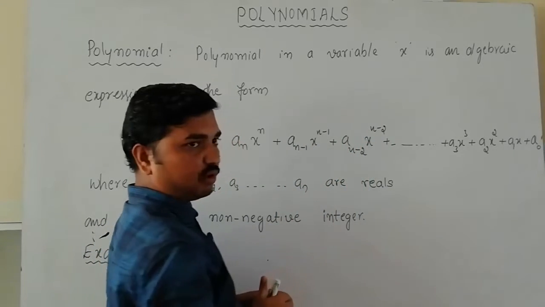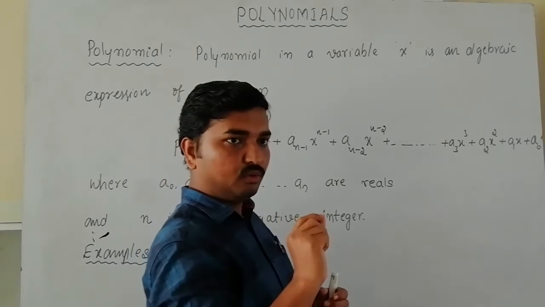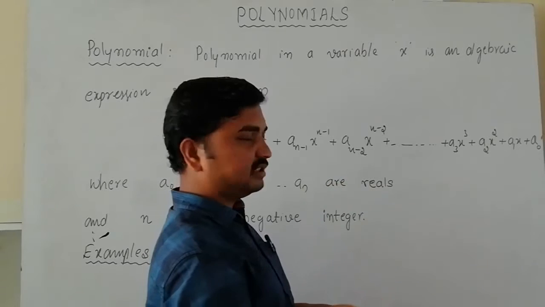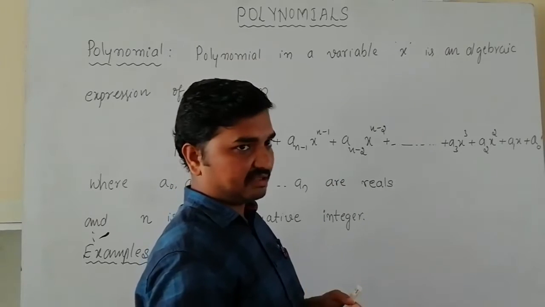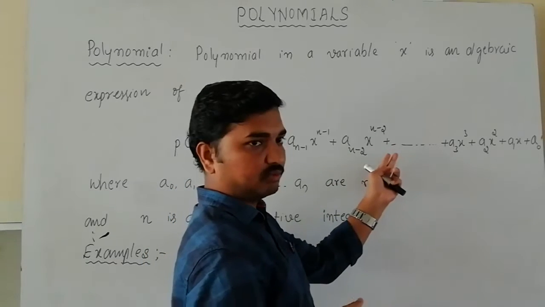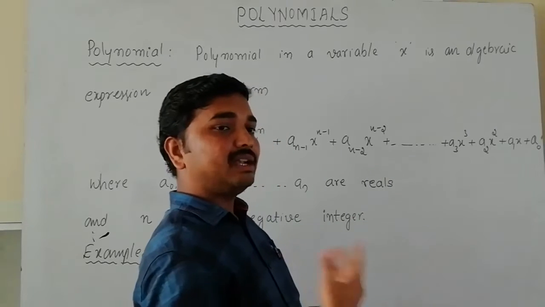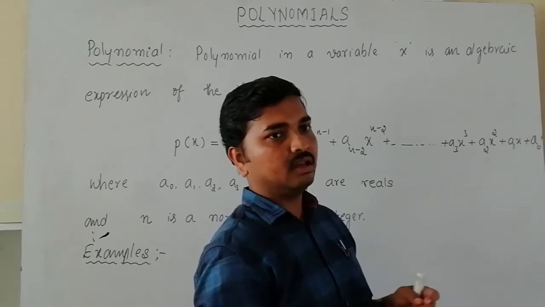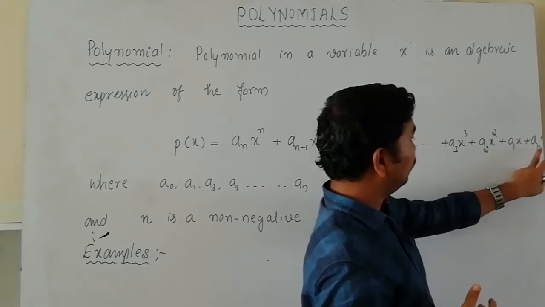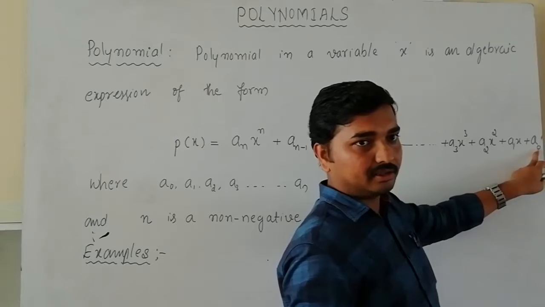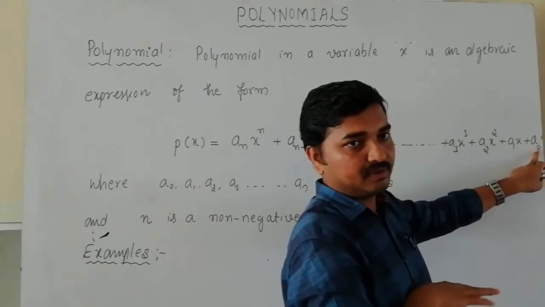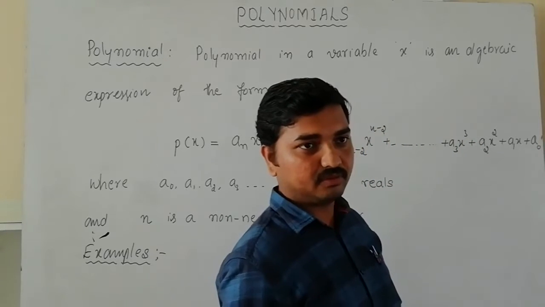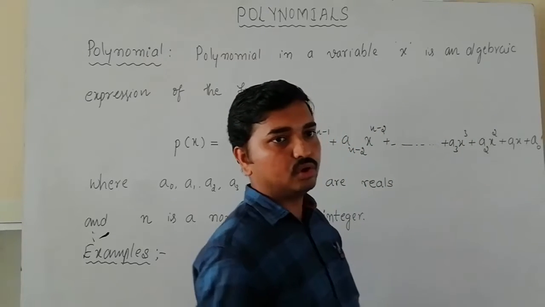n minus 2 means you are going to remove 2 from n. So n will decrease further. In the next term it will be x power n minus 3. I'm not going to write the next term, I'm going to write 'and so on'. At last, what will happen? n goes on decreasing, decreasing, decreasing. Finally, it reaches here. I have written a naught, but x is not present. x is not present means x power 0 is present actually, because x power 0 is equal to how much?